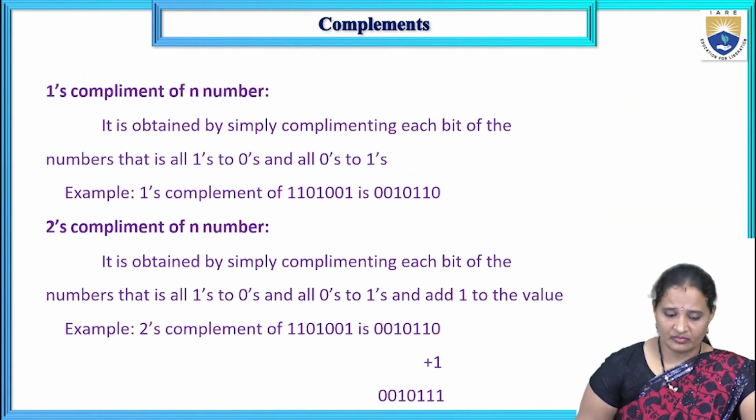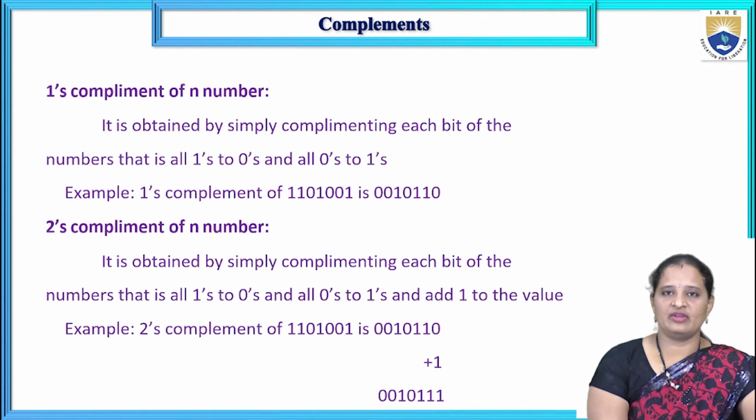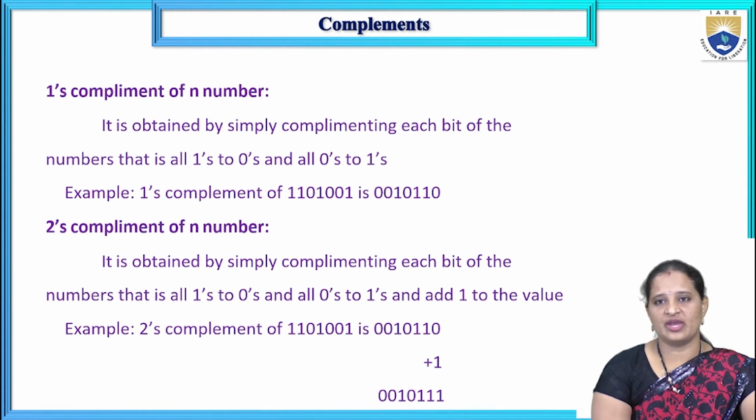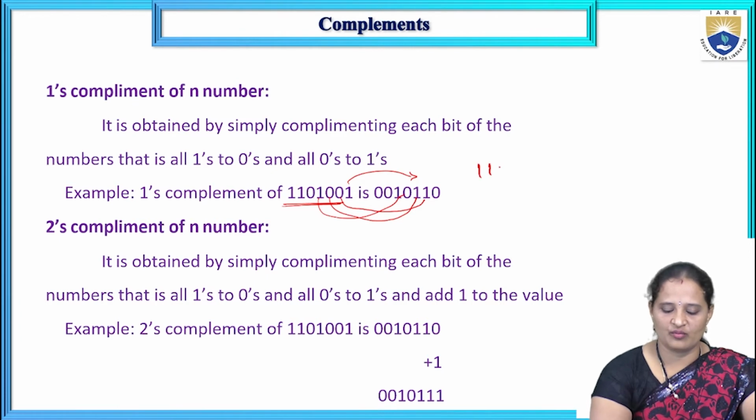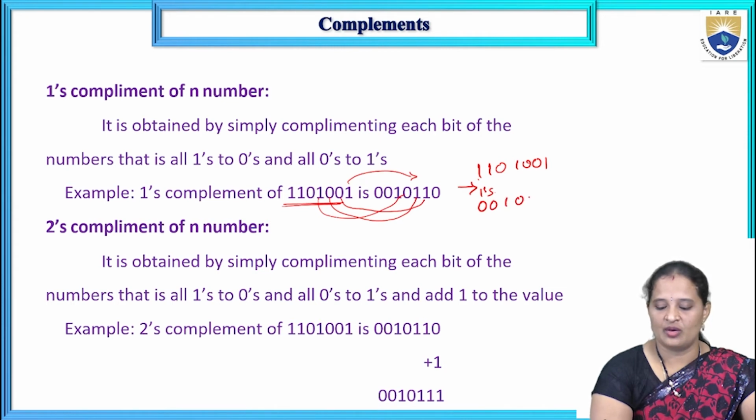Now let us see the 1's complement of a number. How can we get the 1's complement of a number? As I told you, simply by changing 1's to 0's and 0's to 1's, we can get the 1's complement of a given number. For example, this is my number: 1, 1, 0, 1, 0, 0, 1. The 1's complement can be obtained simply by changing 1 to 0, 0 to 1, and so on. So this is 1, 0, 0, 1, 0, 1, 1, 0. This is the 1's complement.